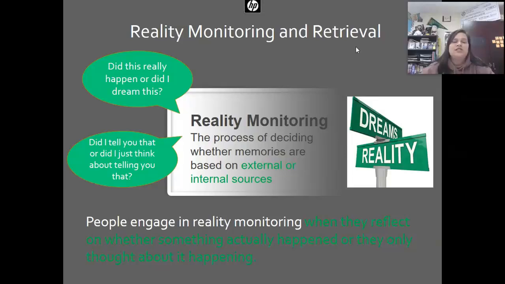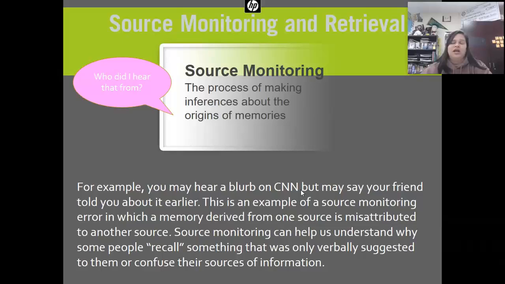Sometimes the process is difficult because you have to try to figure out, did this really happen or was this a false memory? In reality monitoring, you're trying to decide whether memories are based on external or internal sources. Did this really happen or did I dream this? Did I tell you that or did I just think about telling you that? So when you're engaging in reality monitoring, you're trying to reflect on whether something actually happened or whether you only thought about it happening. So as if memory is not confusing enough, you're trying to remember, is this a real memory or just a random thought that I had?